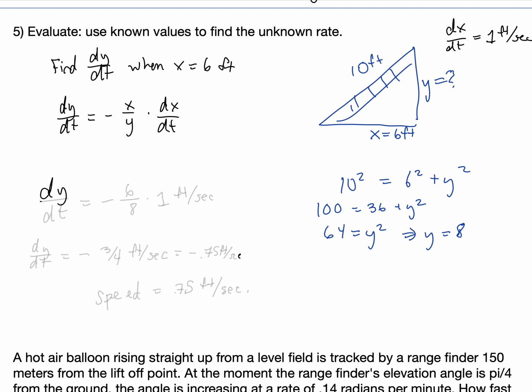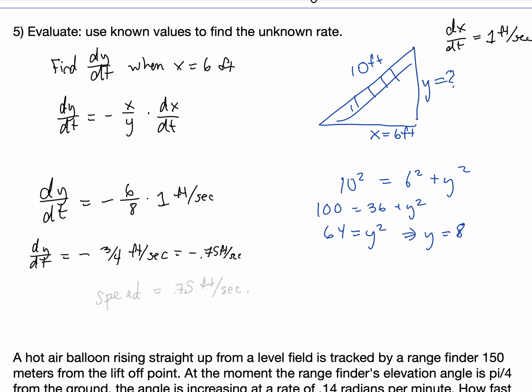And so that means that dy/dt is equal to negative x over y, which is 6 over 8, times dx/dt, which is 1 foot per second. And so the speed at which this ladder is moving down the wall is negative 6/8 of a foot per second. So you could also say that's negative 3/4 feet per second, or negative 0.75 feet per second.